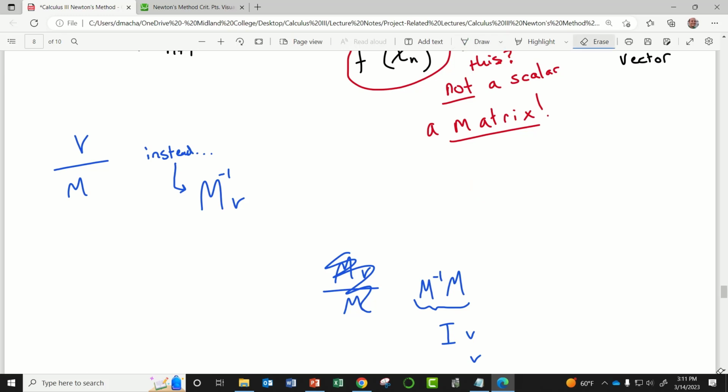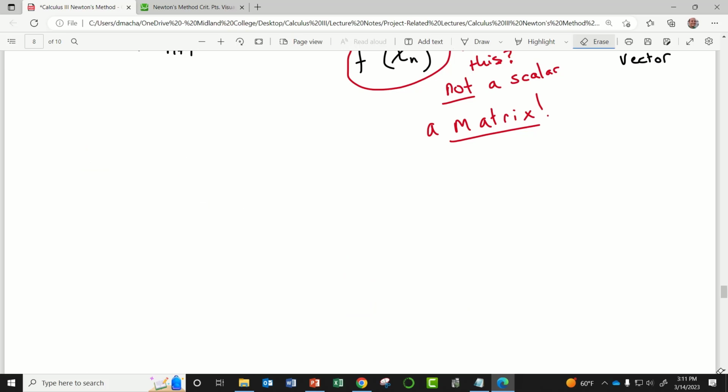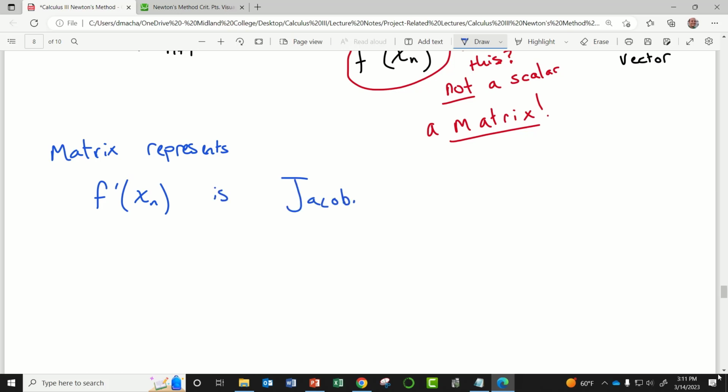So we'll first find some matrix that represents the derivative of this multivariable function, and then we're going to take the inverse of it. The best matrix that represents the derivative of this function is called a Jacobian matrix.